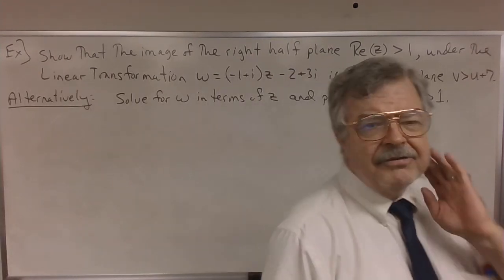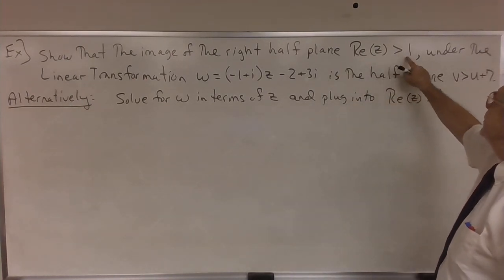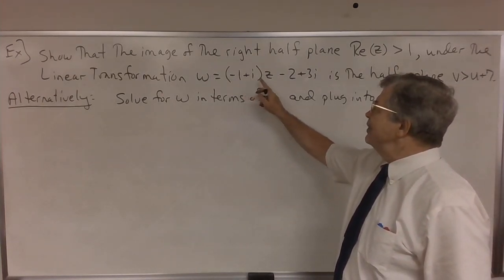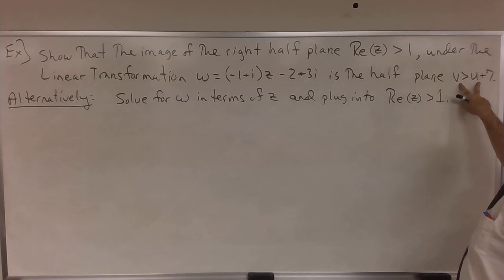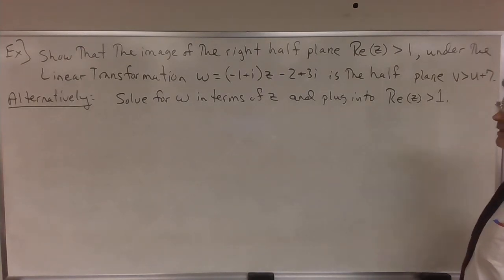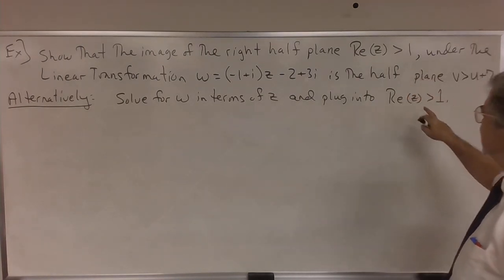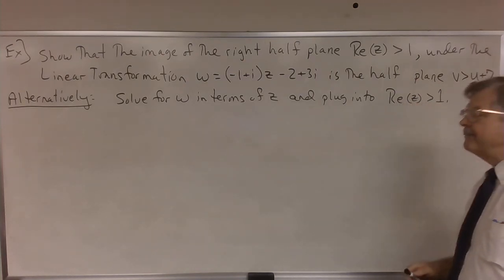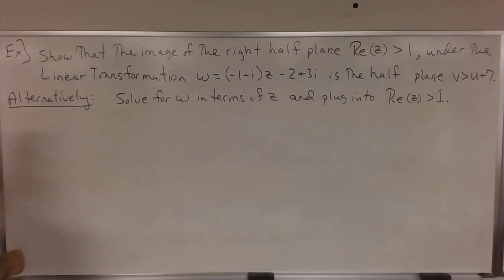Let's revisit this. Show that the image of the right half plane, real part of z greater than 1, under the linear transformation w equals (negative 1 plus i)z minus 2 plus 3i, is the half plane v greater than u plus 7. And what we'll do, we'll solve for z in terms of w and plug that into this relationship, real part of z greater than 1. So let's see, solve for z in terms of w.